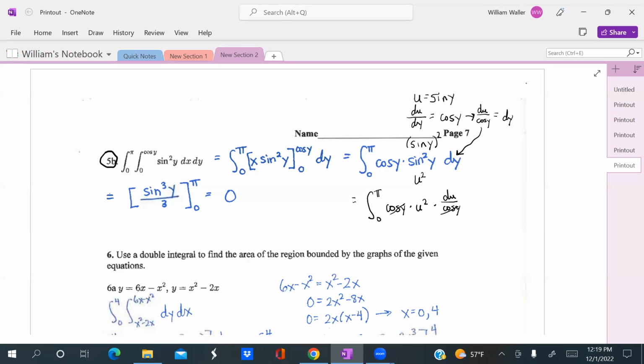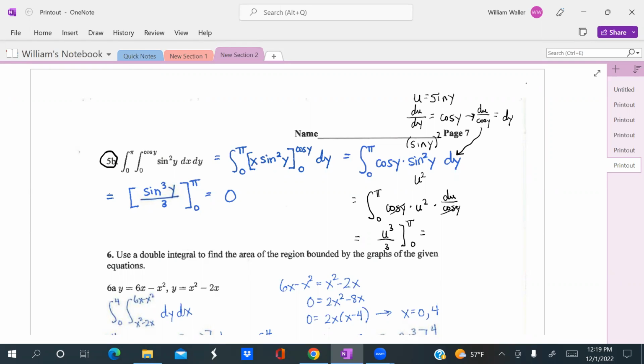Technically, I'm supposed to change my limits of integration here also, right? Because these limits of integration apply to y and not to u, but that's okay because remember, we're going to undo the substitution shortly. So let's not bother with changing the limits of integration. So how do we integrate u squared? Well, that's just the anti-power rule. So that's going to be u cubed divided by 3, right? Add 1 to the exponent. And then we're evaluating that from 0 to pi.